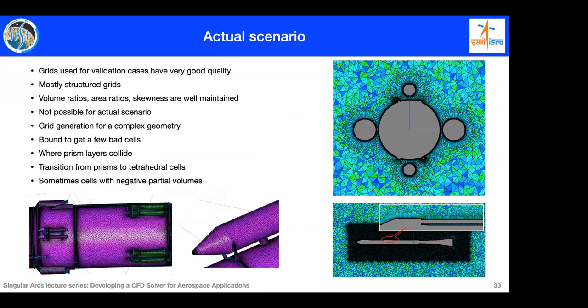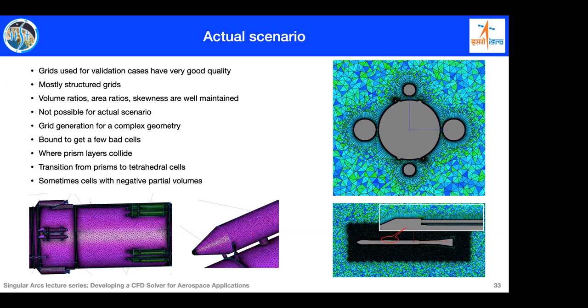Now, what we have seen is a validation. The actual scenario is quite different. So when we go from the validation case to the actual scenario, the first thing you'll notice is the grids. Here, I'm just showing some sample grids for a launch vehicle configuration. You can see there are a lot of protrusions, a lot of small things, and the grid structure is quite complex.